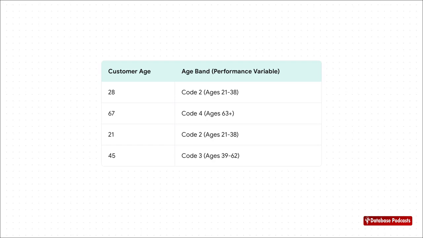And here's a perfect example of what that looks like in practice. We take a continuous number, like a customer's age, and we transform it into a performance variable, like an age band. Suddenly, the model isn't just seeing a random number, it's seeing a meaningful category. And that gives it so much more discriminatory power to find those crucial patterns.